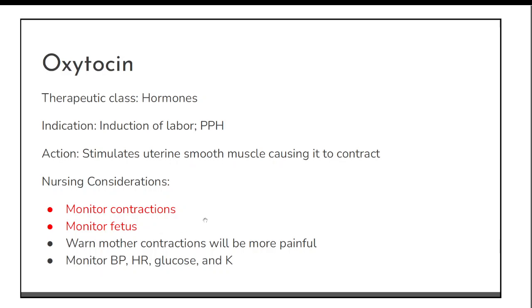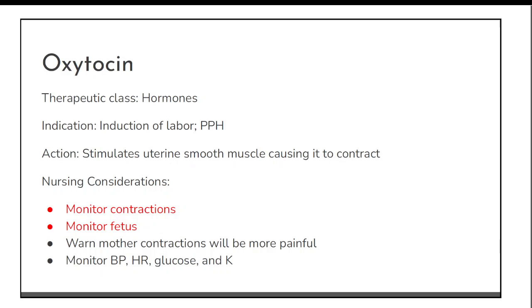Really, the biggest way that we have to assess the fetus is through their fetal heart rate and electronic fetal monitoring, okay? So keep an eye out on that fetal heart rate. Watch for bradycardia, tachycardia, accelerations, decelerations. We'll review all of that here in a moment.